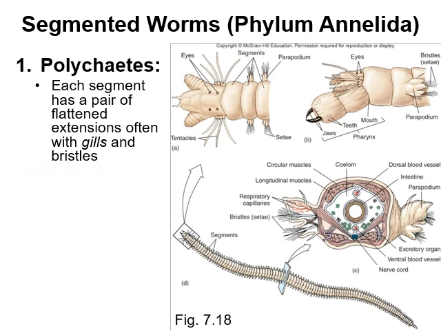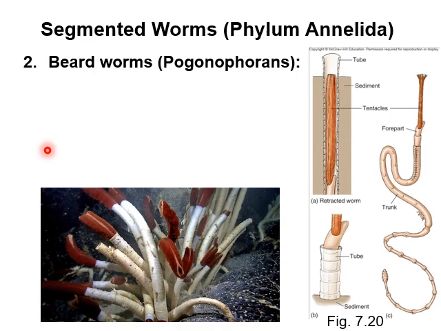So the next group of worms I want to talk about are the beard worms. This word is pronounced pogonophoran. These things are called beard worms because they have this kind of beard-like thing that comes out of them. And there's a couple interesting things about them.